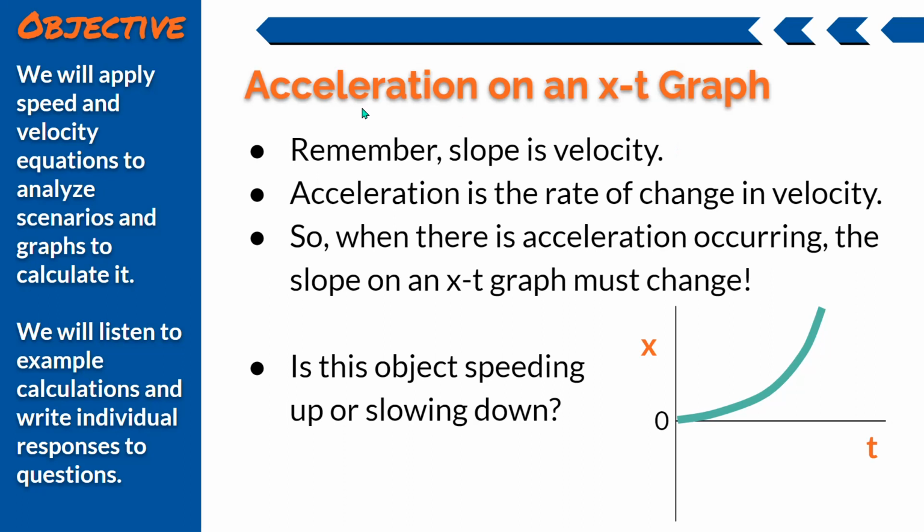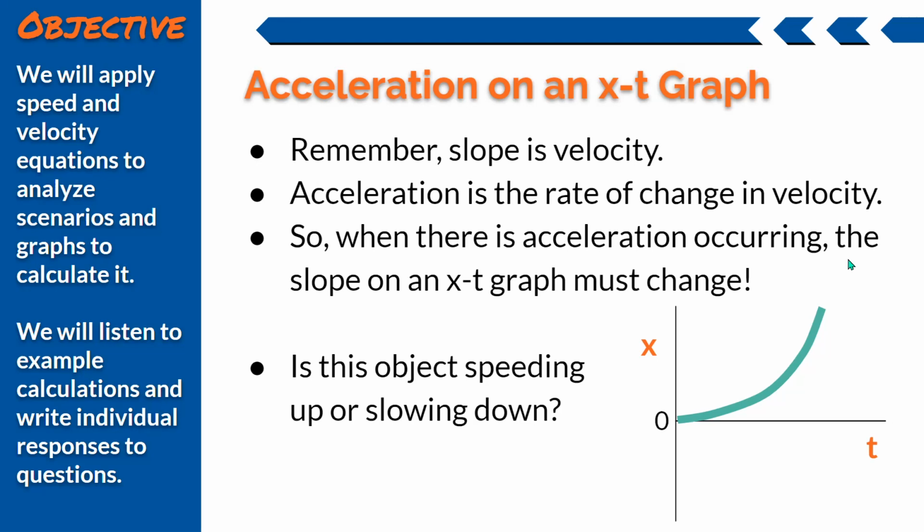All right, so let's talk about what acceleration looks like on an XT graph. Just as a reminder, we've already talked about position time graphs. We've already talked about the fact that the slope of the line on our position time graph is velocity. Because acceleration is the rate of change in velocity, if I have acceleration, that means my velocity is changing. And if velocity is represented by slope, my slope will have to change whenever I have acceleration. So if you have acceleration occurring, the slope on an XT graph must change. And if you have a changing slope, it's going to be a curve like this. So if you have acceleration on an XT graph, you will see a curve.